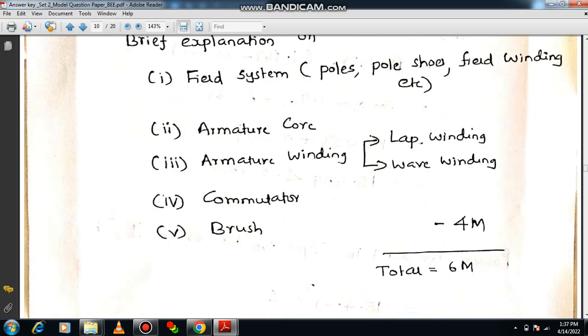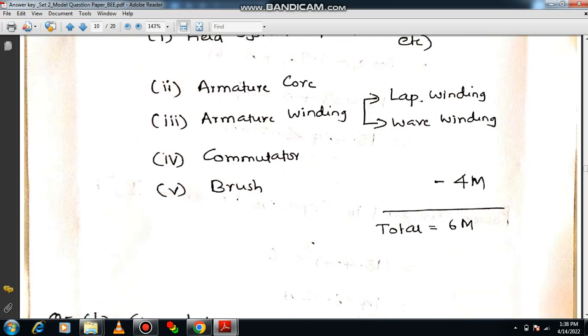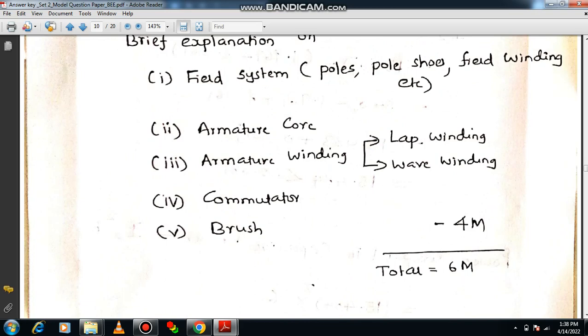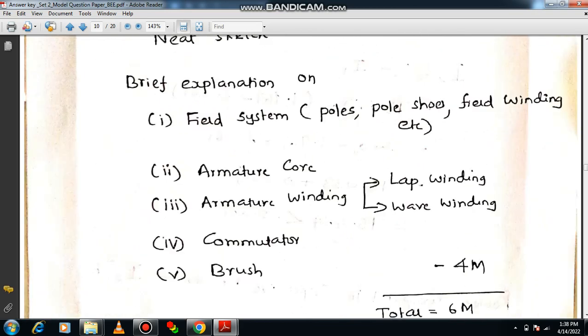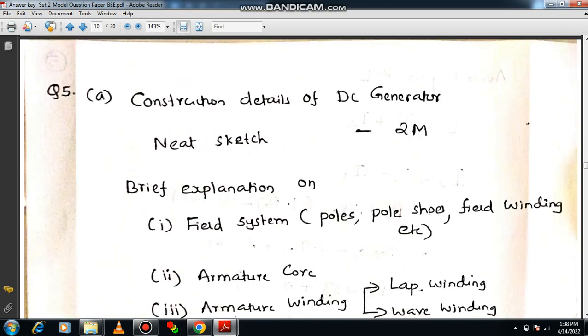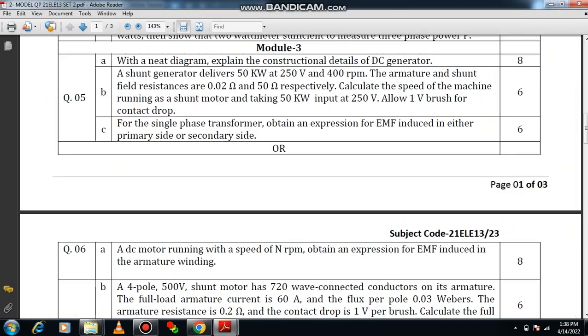Afterwards you have to explain the armature core and its importance, armature winding, you have to talk about lap winding and wave winding, importance of commutator, ultimately brush. If you mention very clearly, you will be getting 4 marks. And in addition to that, you have to give a brief explanation. Altogether, you can get 8 marks. Like that, we can plan the answer in an effective manner.